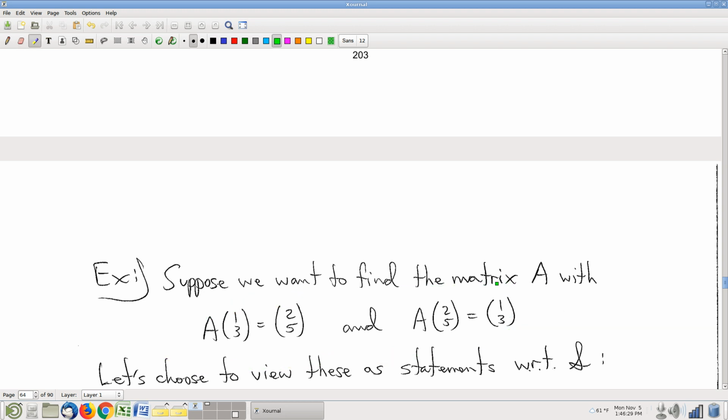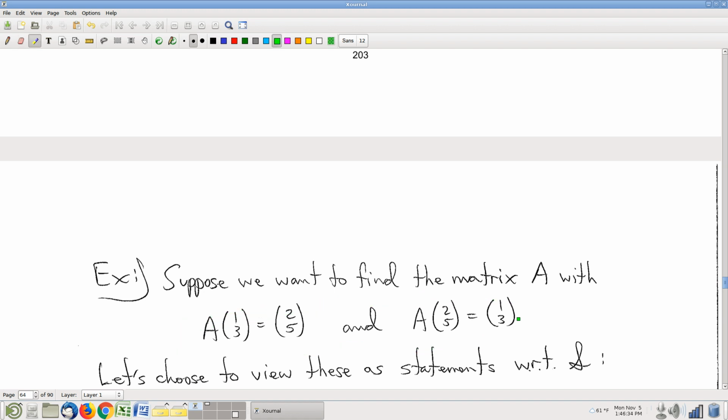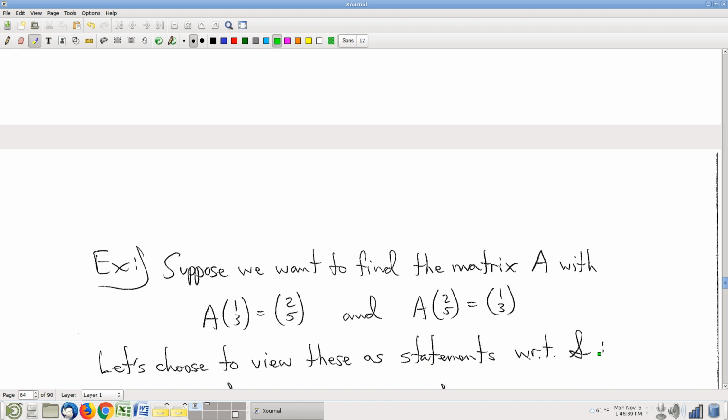Step one, these arithmetic equations, let's view these as statements with respect to the standard basis. So, in standard basis language, this A represents some linear transformation. 1, 3 are the coordinates with respect to the standard basis of some vector. How would we describe that vector? Well, we'd usually just call it 1, 3, and insist that that is the description with the understanding it's with respect to the standard basis. Okay, etc.